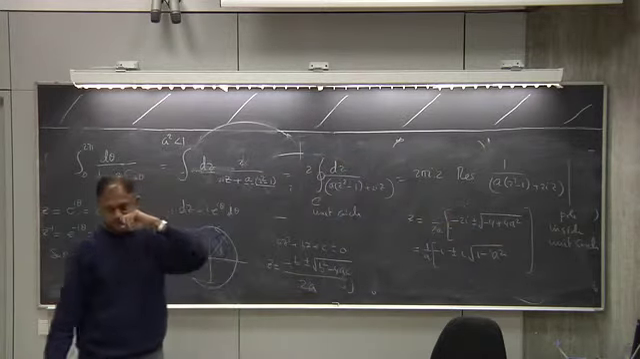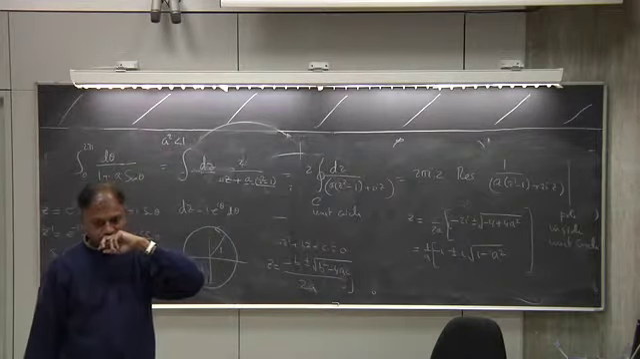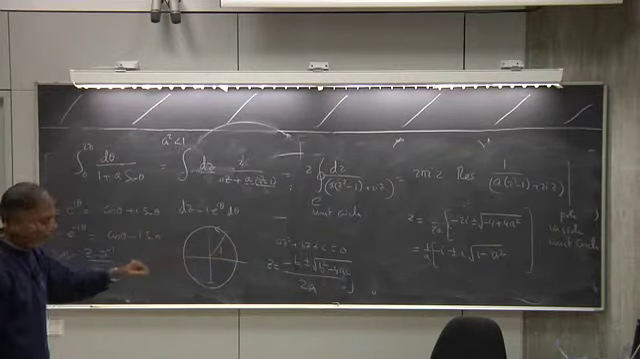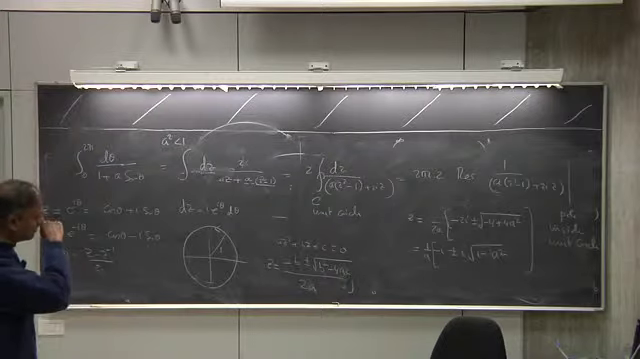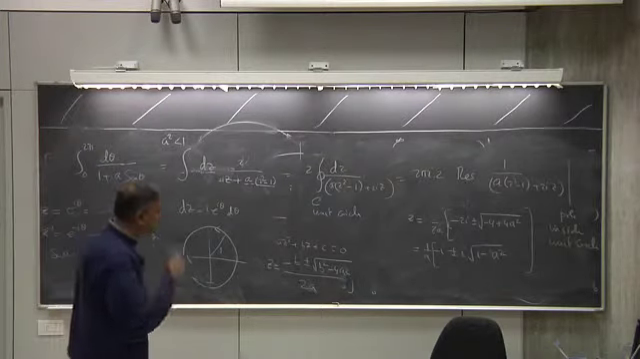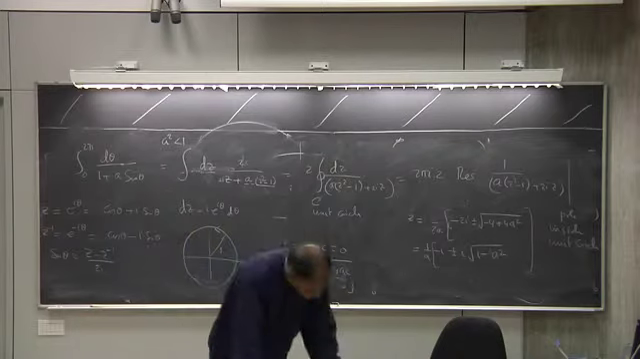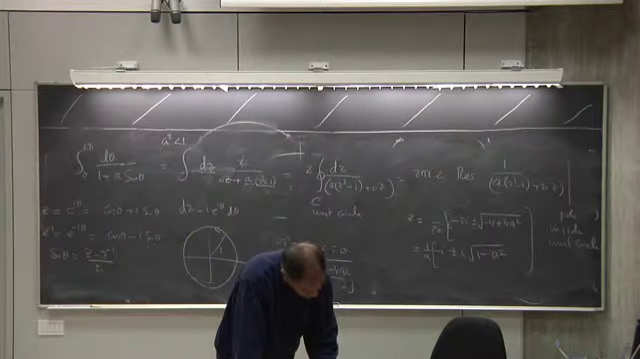Why have you said that the pole is inside the unit circle? Yeah, we have to look at it now. We have to look at this. So let's see which one is inside. First of all, this formula is correct. Yeah, it's correct.